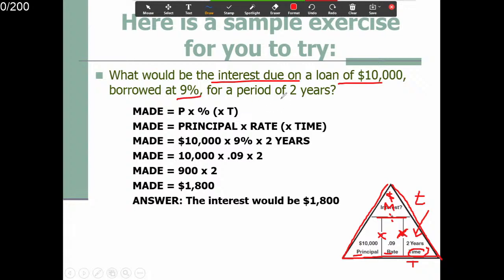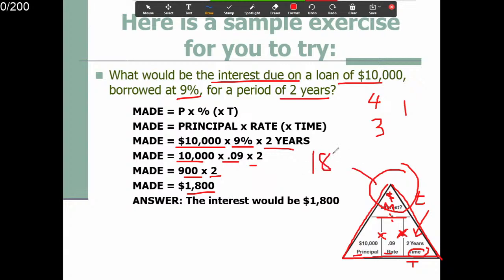What would be the interest due on a loan of $10,000 borrowed at 9% for a period of 2 years? Right? They have an extra factor in there now, right? They got 1, 2, 3, 4. They give you 3. You have to find that last one. So what is the interest due? You have 10,000, right? Times the 9%, and then times 2 years. So 10,000 times 0.09, 900 times 2 years, $1,800. So this is how much you make, $1,800.